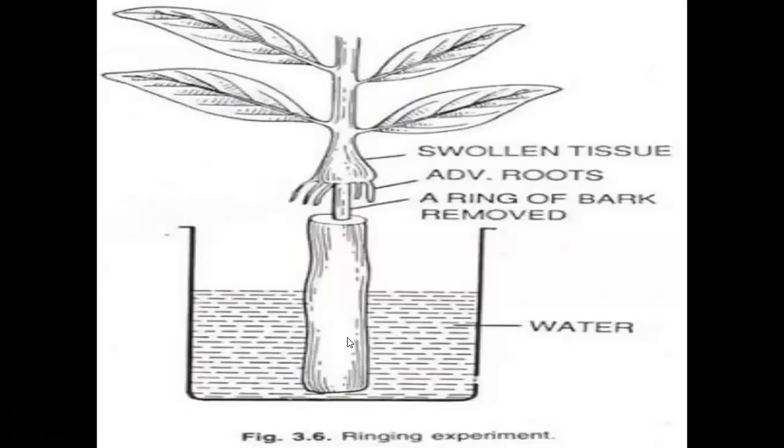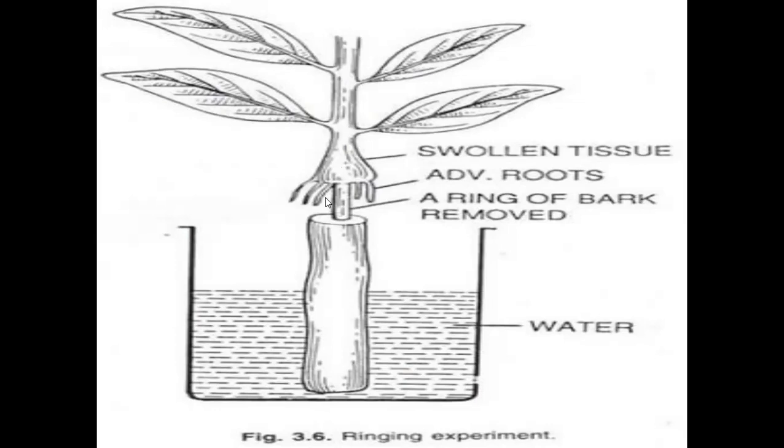Another experiment is the ringing experiment. The potted plant has an aerial shoot system and a root system also. The aerial shoot system has branches including leaves. The leaves prepare food material, synthesizing carbohydrates, organic solutes. Those organic solutes move upward and downward through the phloem tissue.